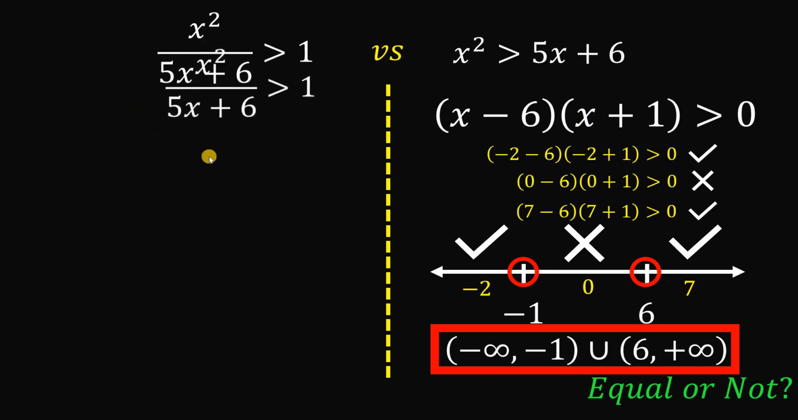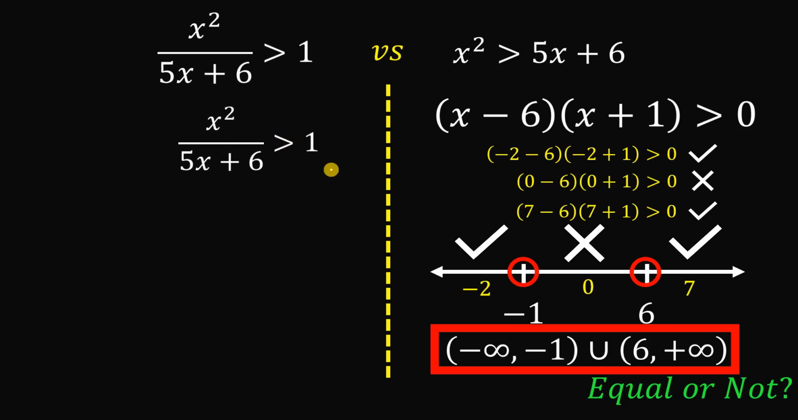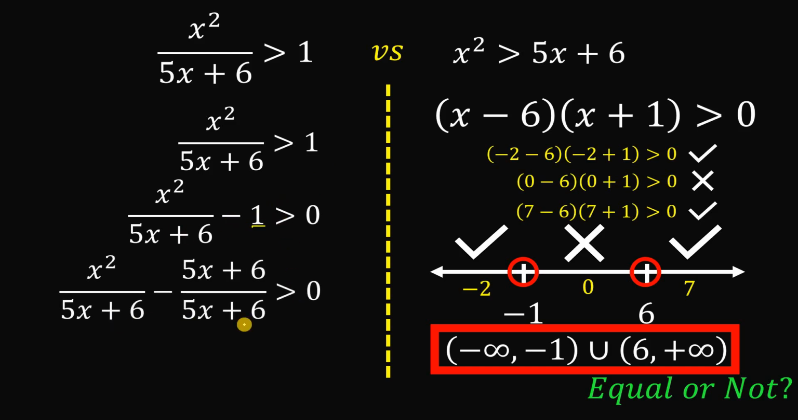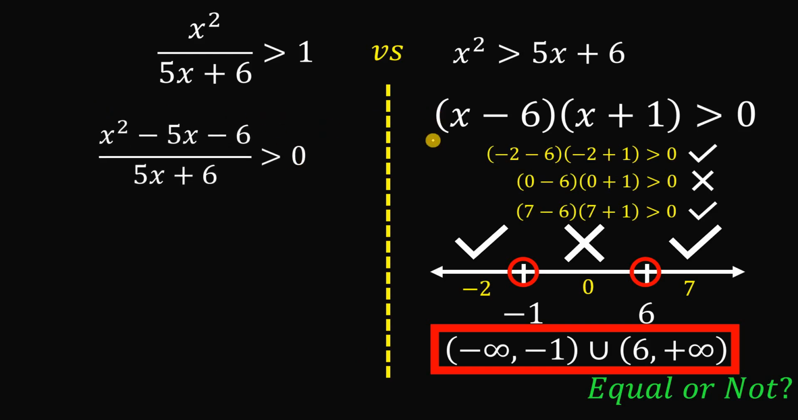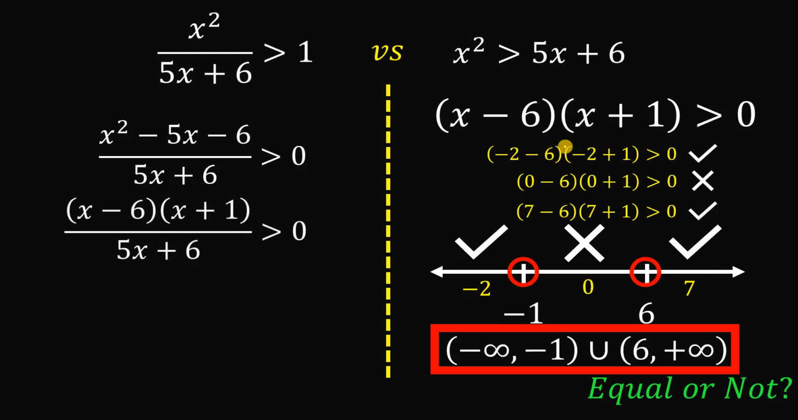Alright, so let's get x squared over 5x plus 6 greater than 1. Now, as always, keep in mind, always equate this to 0. So subtract 1 on both sides, and we can rewrite this one as 5x plus 6 over 5x plus 6. Now, they have the same denominator, so we can now combine them. And let's focus on this result. Now, the numerator, we can factor this out nicely as x minus 6 multiplied by x plus 1.